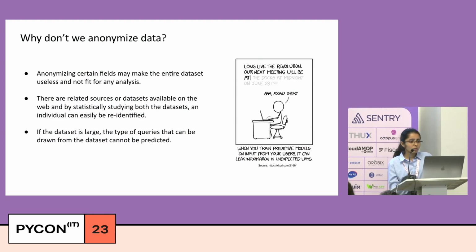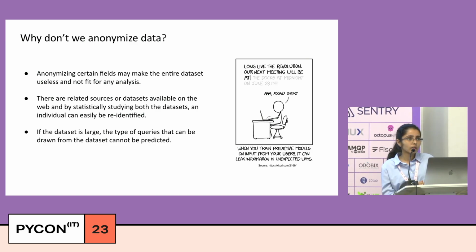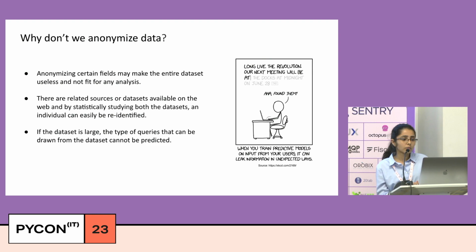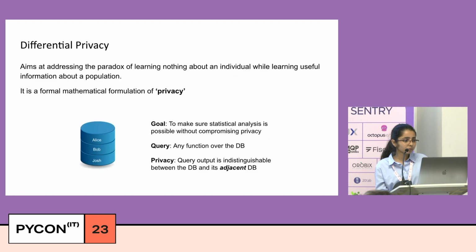So why don't we anonymize data? First, it might be possible that you are redacting the fields which are actually required for analysis, and it might render the dataset useless if you remove them. Second is the linkage attack, which I just explained with the case study. And third, if the dataset is large, you can fire multiple queries, and there might be a sequence of queries through which you can identify a pattern in the dataset and identify a user. So these are a few caveats of simply anonymizing the data.